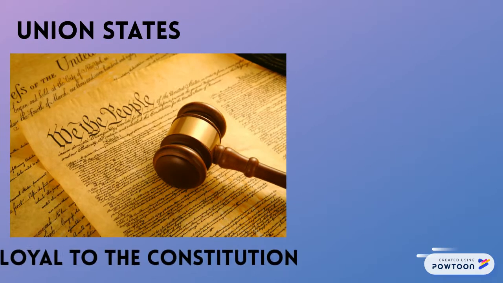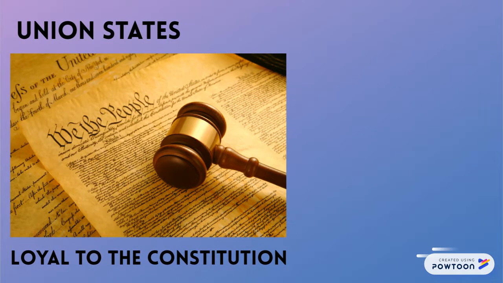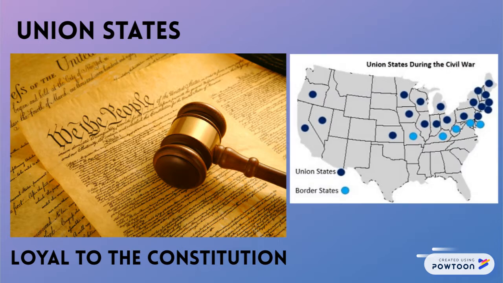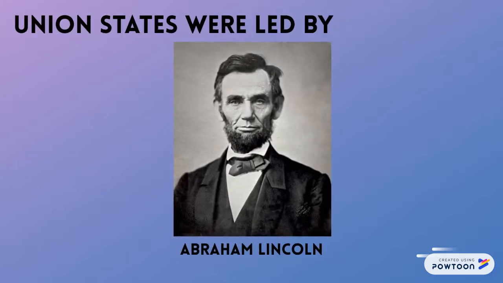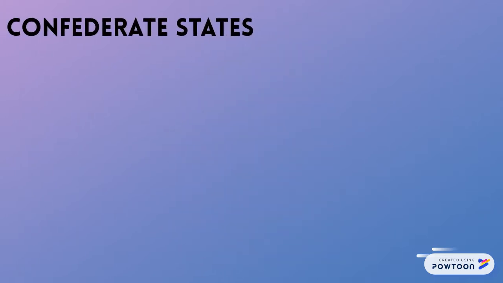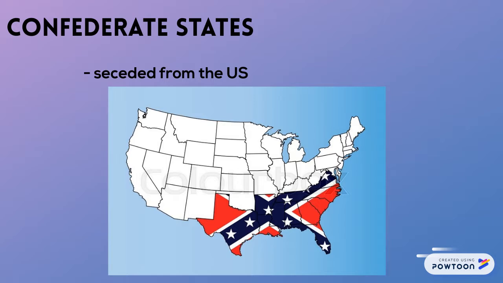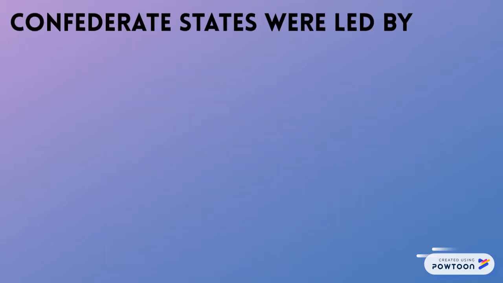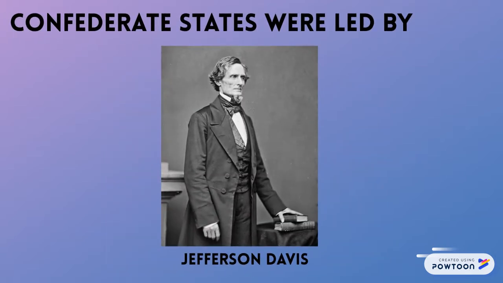Union states were states that remained loyal to the Constitution, which were composed of 20 slave-free states and 4 border slave states that supported it. It was led by President Abraham Lincoln. Meanwhile, the Confederate States were states that basically seceded from the Union. They were composed of 11 southern states. It was led by their only president, Jefferson Davis.